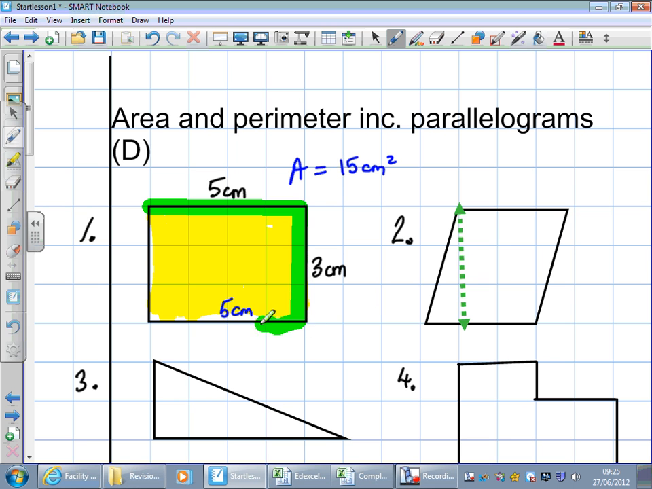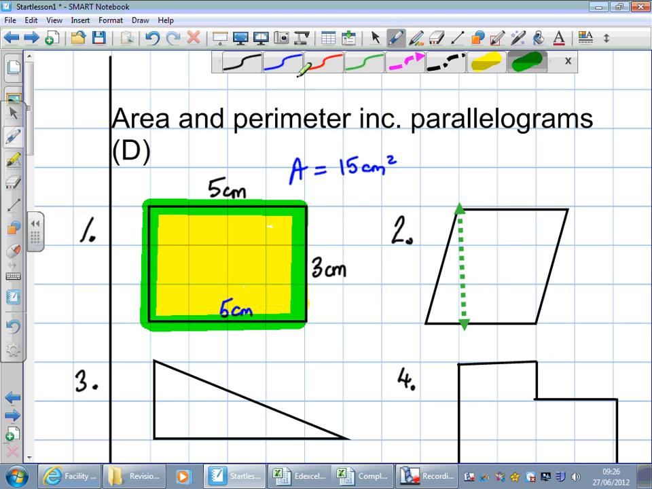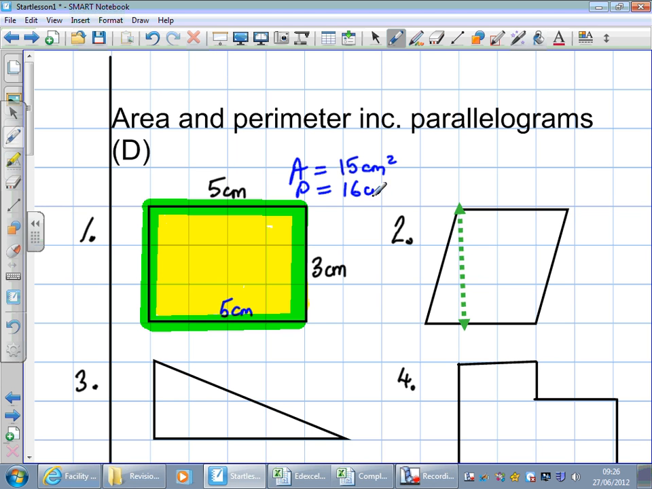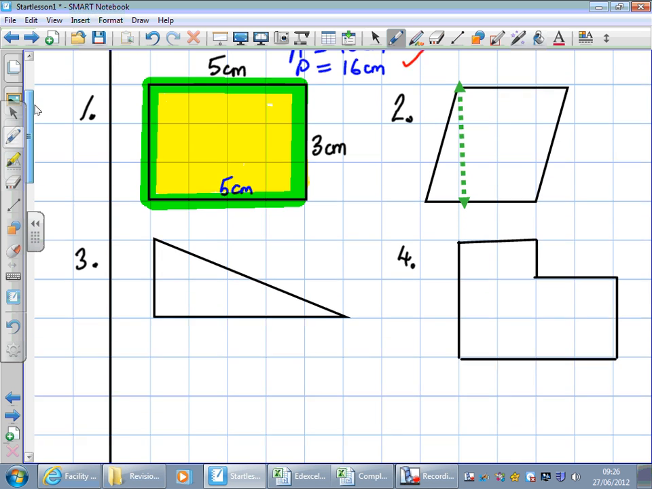The perimeter is the distance around the shape. Let's work out what that is. It's 5 centimeters, add 3, which is 8, add 5, 13, add 3, 16. So the perimeter, the distance round, equals 16 centimeters. Give yourself a tick for both of those. This is just a warm-up, like good athletes do before an important match.